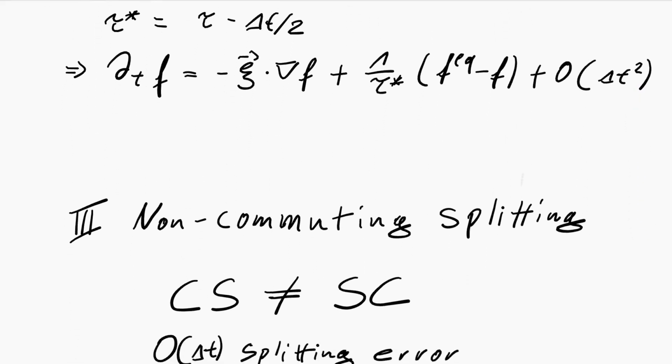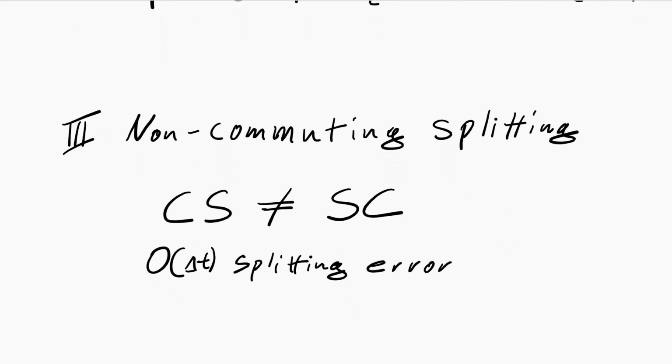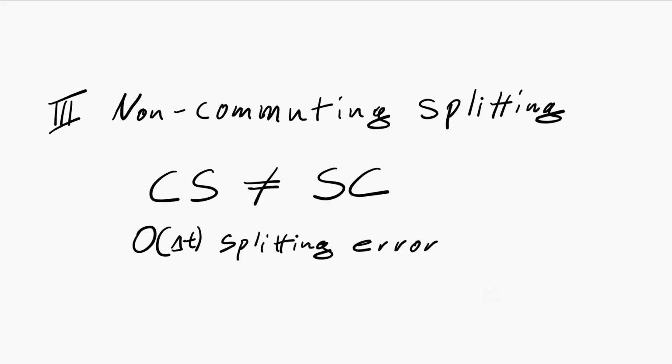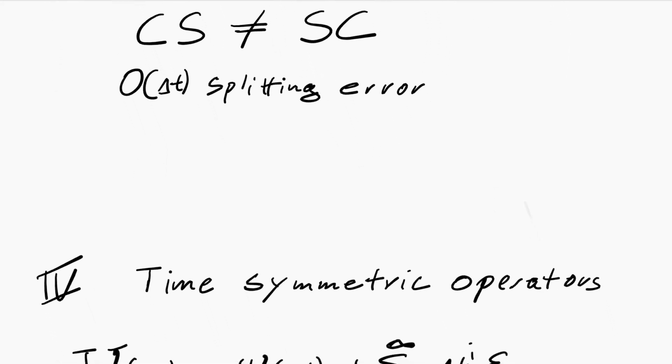So, okay, where this is actually coming from is that the splitting is non-commuting. You see, we have to apply the streaming and the collision one after the other, and applying the streaming first and then the collision is different from applying the collision first and then doing the streaming. And because they are not the same, but in the Boltzmann equation they are supposed to happen at the same time, doing them sequentially will lead to an error. And this error will be of first order.